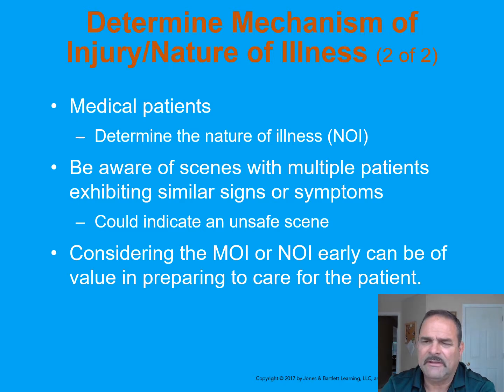And yes, you could still have both. You can have a mechanism of injury and a nature of illness at the same time, because many people are driving, they have a stroke or a heart attack, and then they crash, and that causes the trauma. So considering the MOI or NOI early can be of value in preparing for the care of the patient.